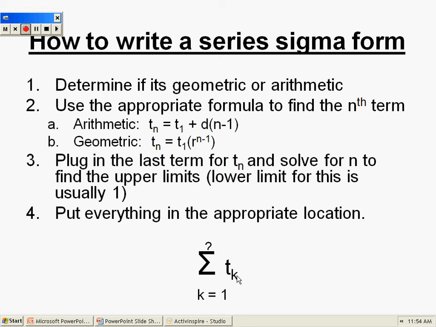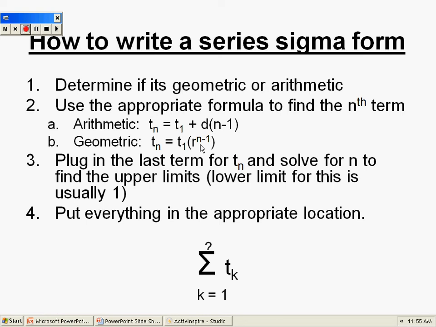So first of all, we have to look at our sequence and decide, is this arithmetic or geometric? Then we use the appropriate formula, and once we've got that formula, just put it here on the right. So you're halfway there. The next thing you have to do is determine what the upper limit and lower limit are. The lower limit I already told you is 1. To find the upper limit, they're going to give you the last number. So we'll plug that in for Tn, and then solve for n. Once you've done that, you'll know what term it is, and that's what goes on the top.